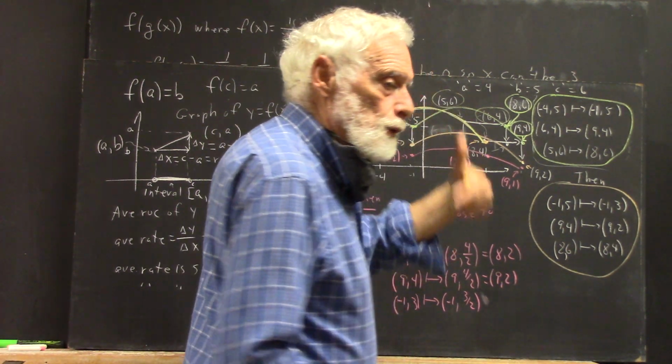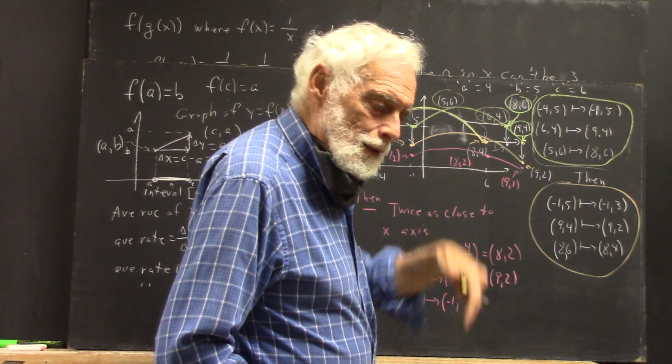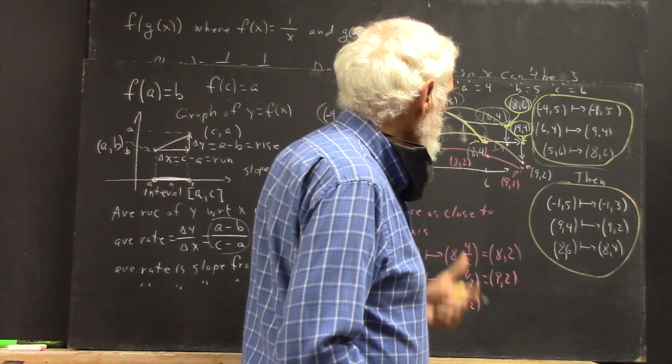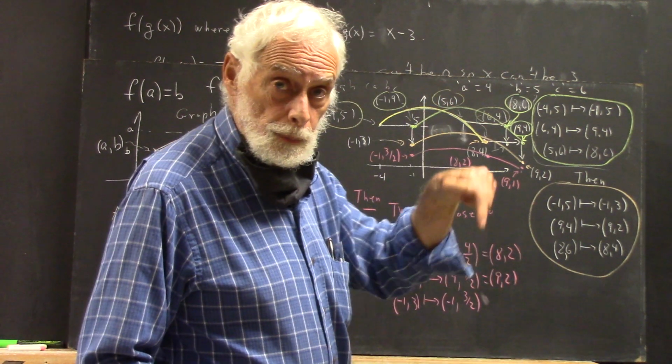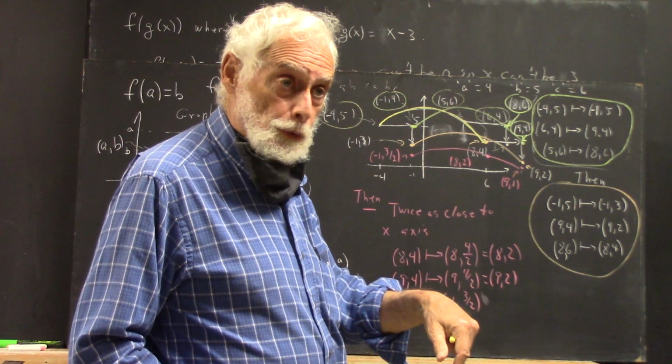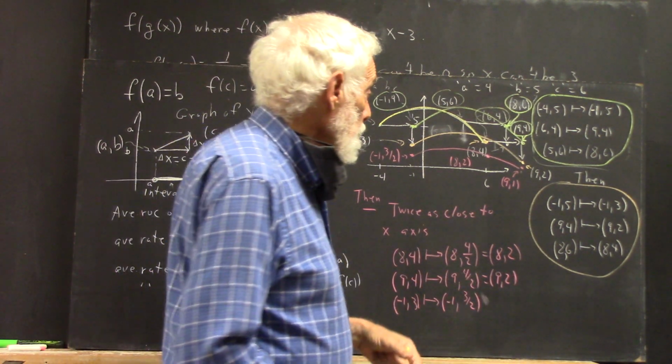Now we shift it 2 units vertically, negative 2 units vertically, which is 2 units downward. Well, that's going to change the y-coordinate because when we move downward, that changes the y-coordinate. We're going to reduce the y-coordinate by 2. And we're going to add negative 2 to the y-coordinate.